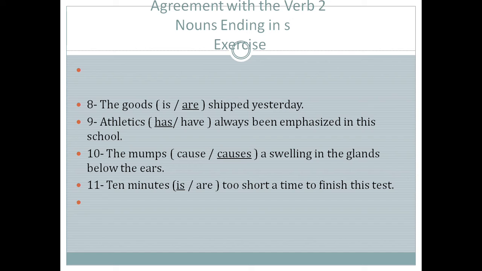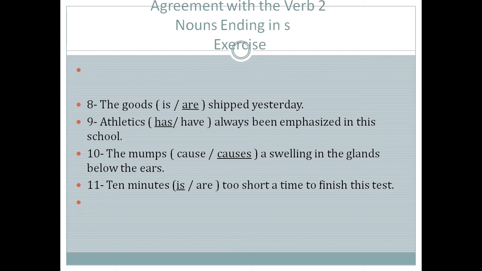The goods are shipped yesterday. So goods, clothes, brains, all these nouns take a plural verb. So we say the goods are, not is. I know that goods is an uncountable noun, but here we have a rule that says brains, goods, clothes, all these words are uncountable and they take a plural verb. So the goods are shipped yesterday.